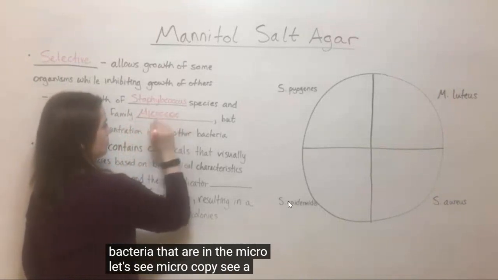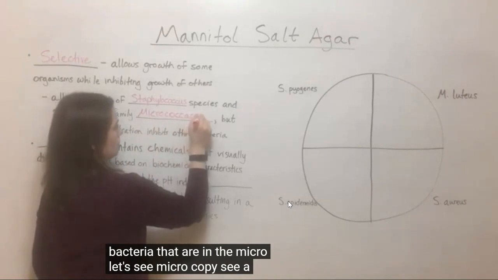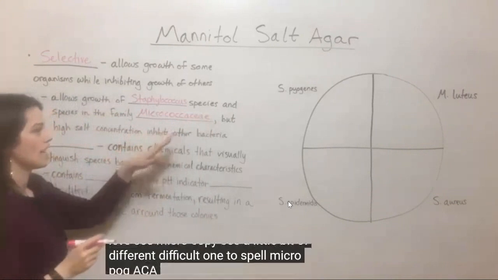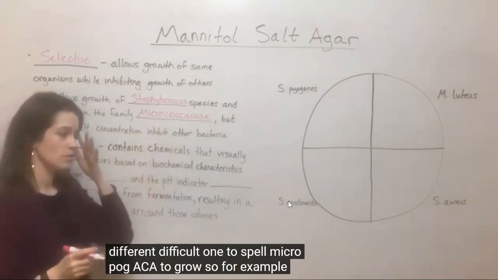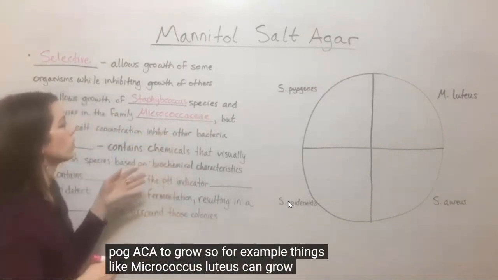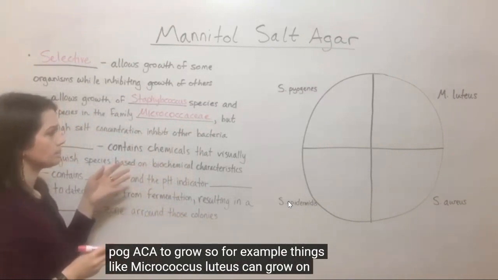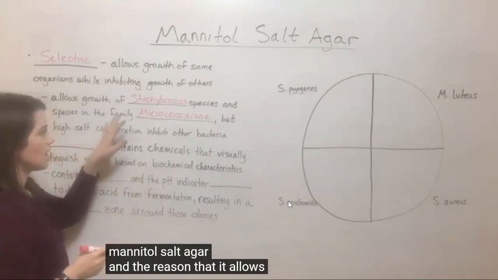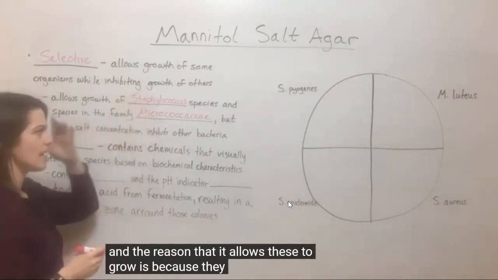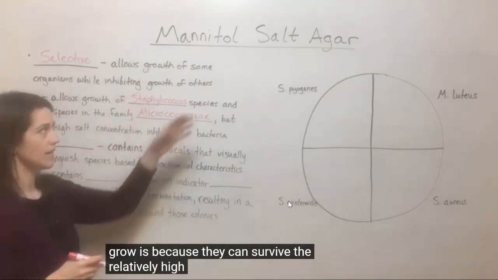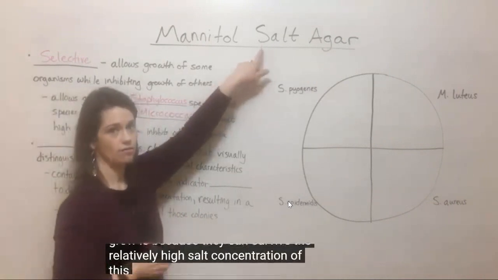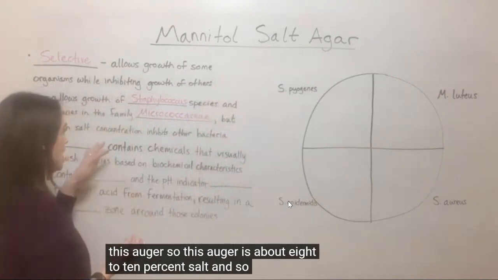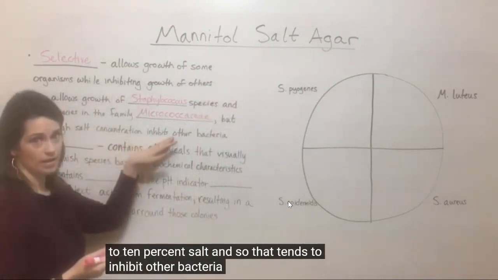Micrococcaceae. A little bit difficult one to spell. Micrococcaceae to grow. So, for example, things like Micrococcus luteus can grow on mannitol salt agar. And the reason that it allows these two to grow is because they can survive the relatively high salt concentration of this agar. So this agar is about 8 to 10% salt, and so that tends to inhibit other bacteria.